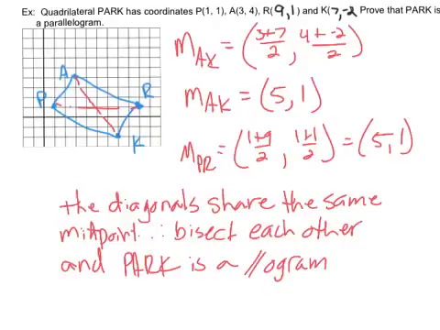Okay, you could have also done this by finding the distances. PA and RK would be the same, and PK and AR would also be the same. Or you could have done the four slopes, either way. But this is the least amount of calculation, so I always like to use the midpoint for parallelograms.